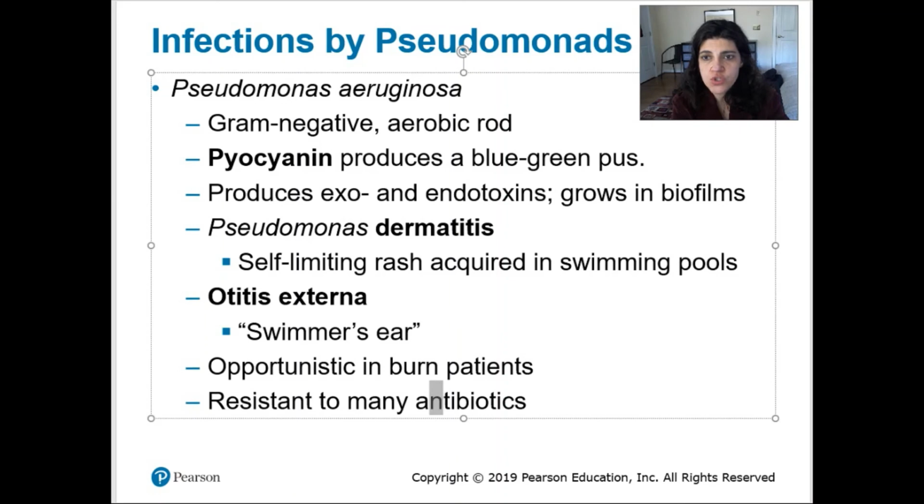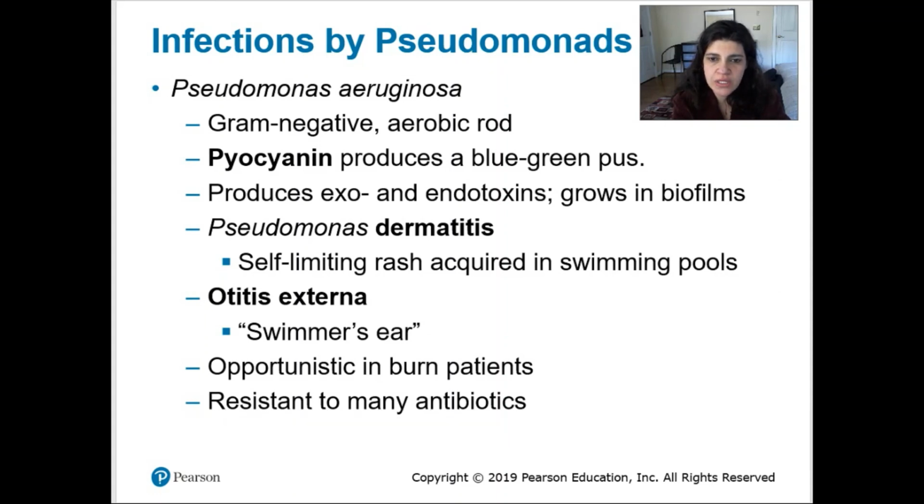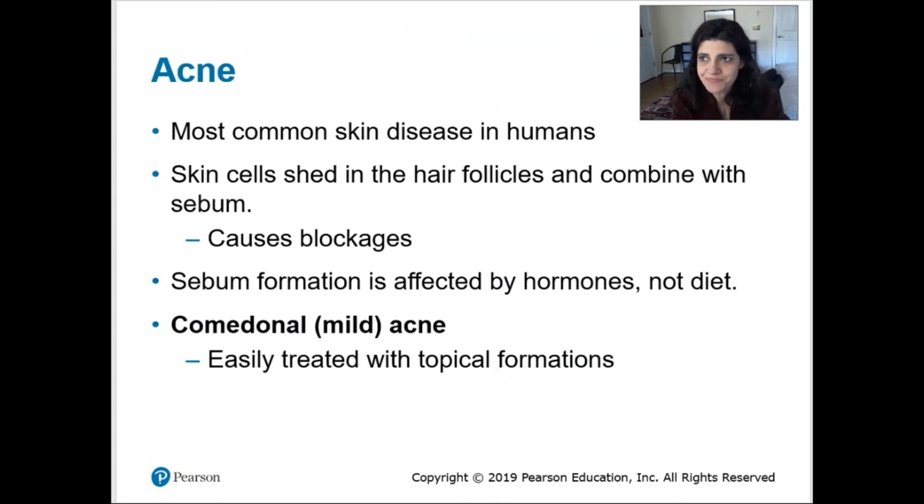Another place where Pseudomonas grows is in burn patients. And usually you see a green layer in that burn tissue. And it's because, remember, Pseudomonas produces pyocyanin. And pyocyanin is a green pigment that they have. And that's going to make the pus green. Okay? So that's pretty much what we need to know for Pseudomonas, and now we can move on to acne.